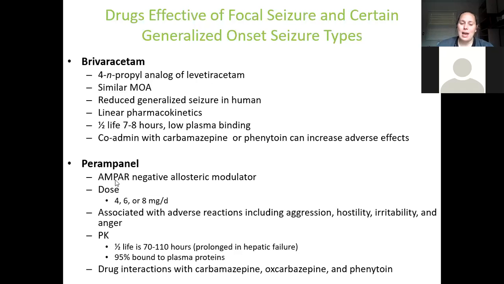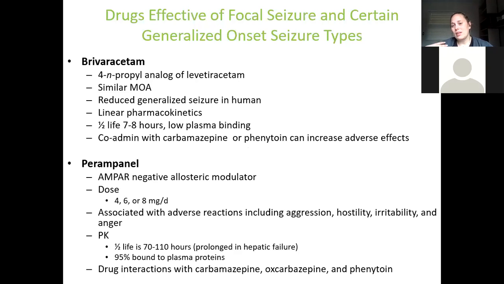Perampanel is an AMPA receptor negative allosteric modulator, or NAM, meaning that it doesn't compete for the glutamate binding site. There's another allosteric binding site that this drug binds to. A negative allosteric modulator is going to either decrease the opening time of that ionotropic receptor, or decrease the number of times that receptor opens. Essentially you're dampening down the postsynaptic response to the glutamate released in this instance.